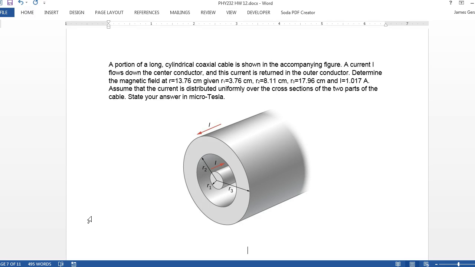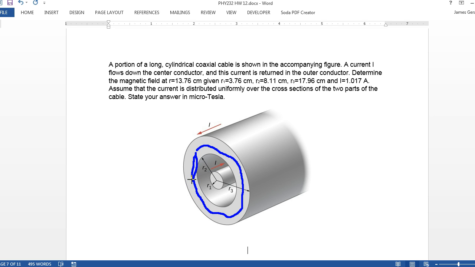Okay, we have a long infinite cylinder. It's a coax, so there's an inner conductor and there's an outer conductor. Current heads one direction on the inner conductor, the other direction on the outer conductor. And we've got a geometry here where we know R1, we know R2 out to here, and we know R3 out to here. And we're asked to evaluate the magnetic field at a point that is between R2 and R3.